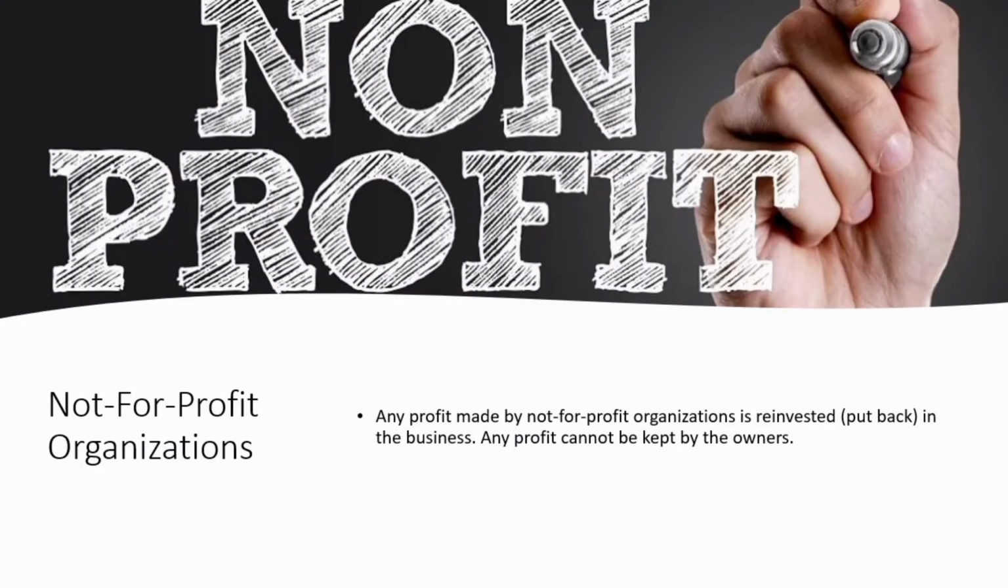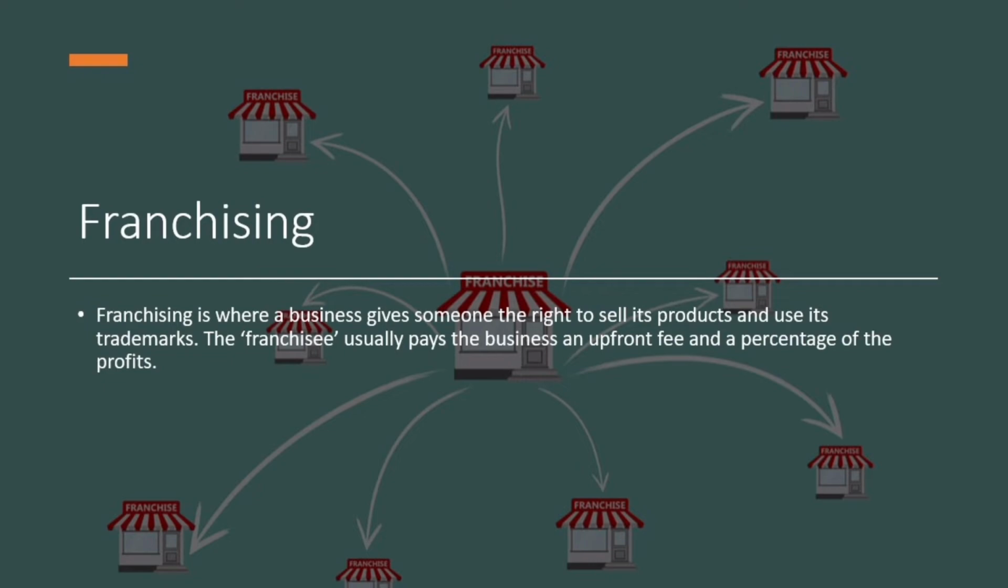Not-for-profit organizations. Any profit made by not-for-profit organizations is reinvested, put back, in the business. Any profit cannot be kept by the owners. Franchising. Franchising is where a business gives someone the right to sell its products and use its trademarks. The franchisee usually pays the business an upfront fee and a percentage of the profits.